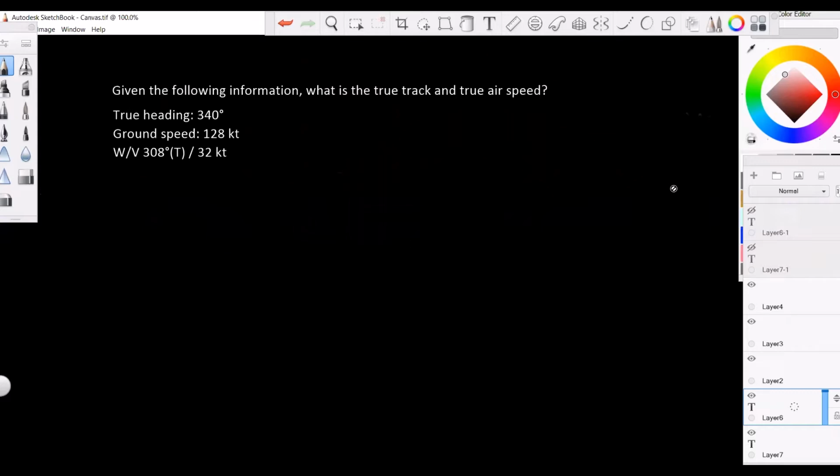So you're given the wind velocity, and you're given, in this case, the true heading. But instead of being given the true airspeed, as would usually be the case, you're given the ground speed and then asked for the true track and true airspeed.